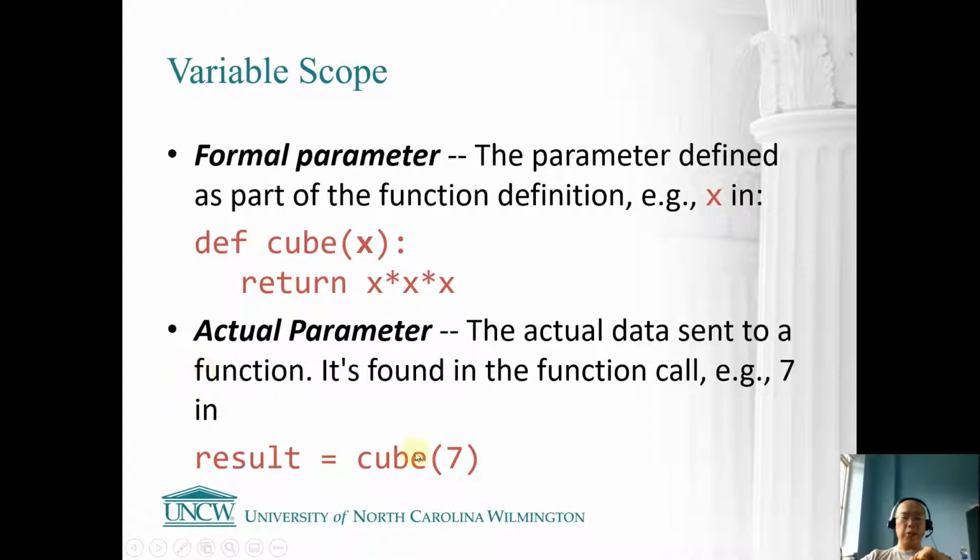And then the actual parameter will be in the caller. So when I'm calling the cube function, I'm sending the 7, right? So this 7 is the actual parameter. That is the parameter I'm sending to the function. So 7 will be the x. In this case, 7 is the actual parameter, the actual value I'm calling with the function call. And then the x is the formal parameter. I define the function with the formal parameter, but when I'm calling the function, I have to use an actual parameter. In this case, that's 7.